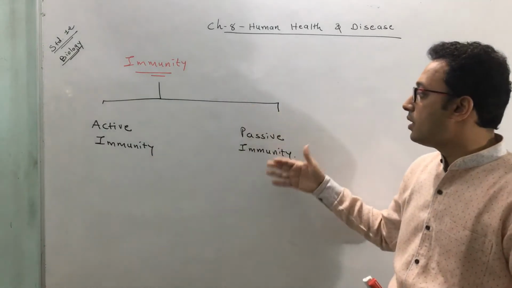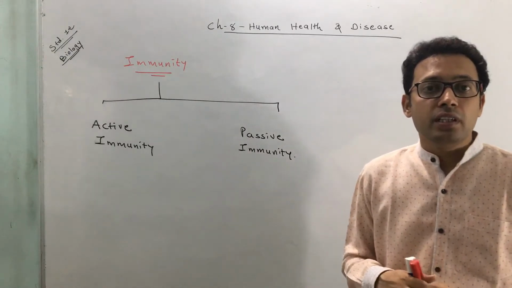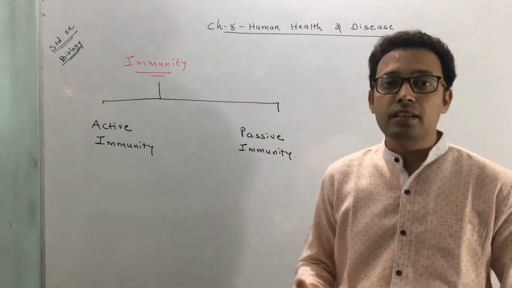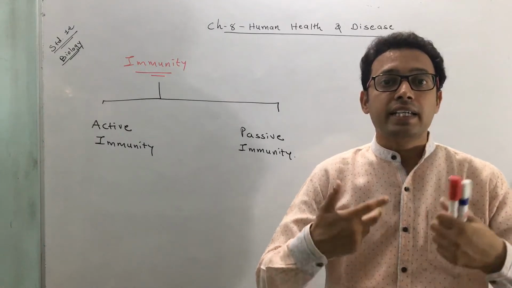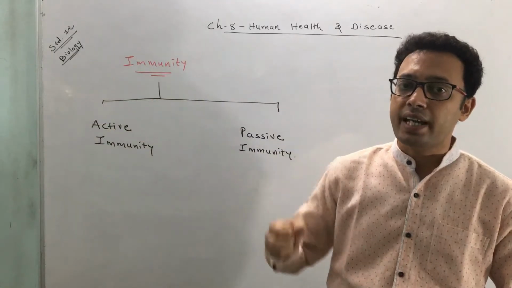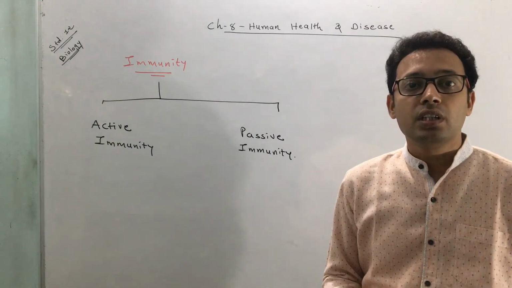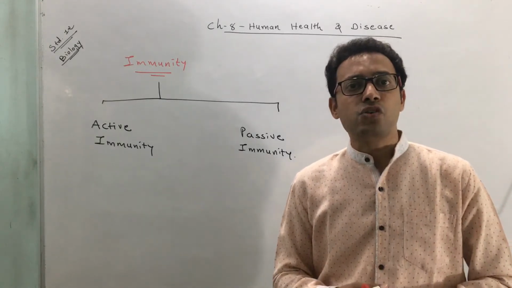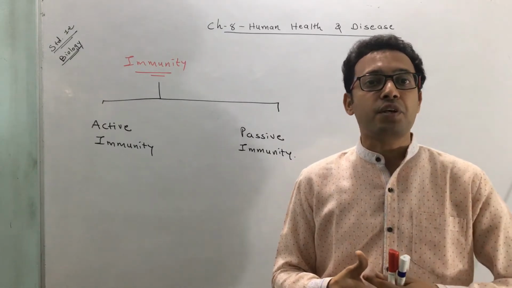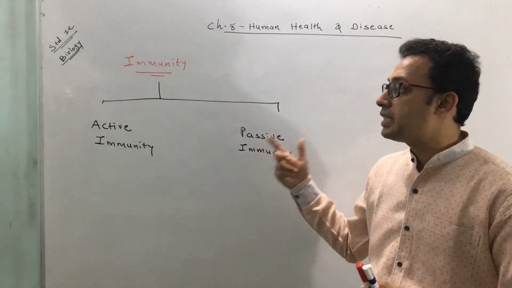Now, the other type of immunity is passive immunity. In passive immunity, the antibodies are not produced by the body. Instead, ready-made antibodies are inserted into a host. We are taking an antibody from someone else and directly administering that antibody into a host. You know the function of antibody: it has the capacity to neutralize or fight against the foreign material and thus protect the host. This is called passive immunity.